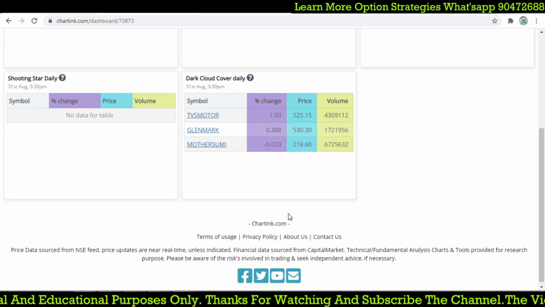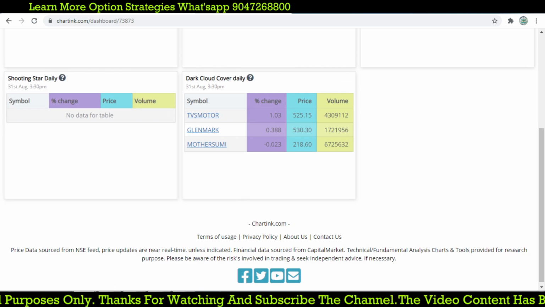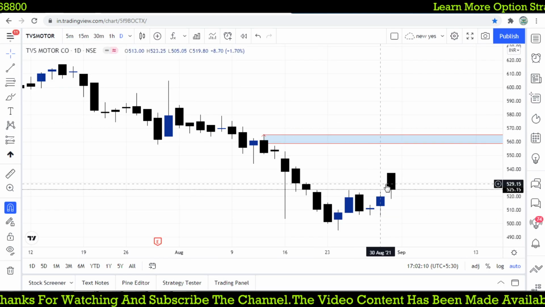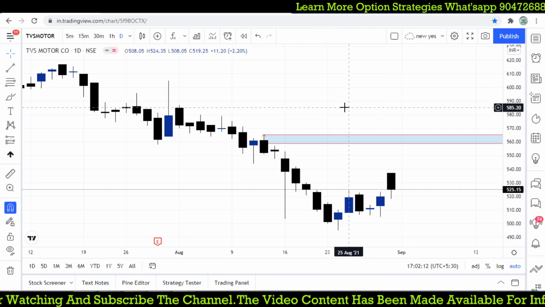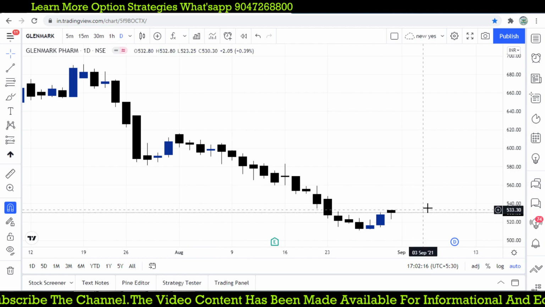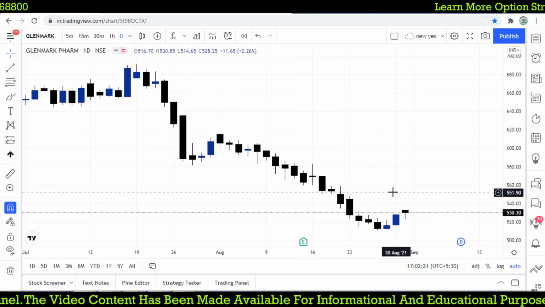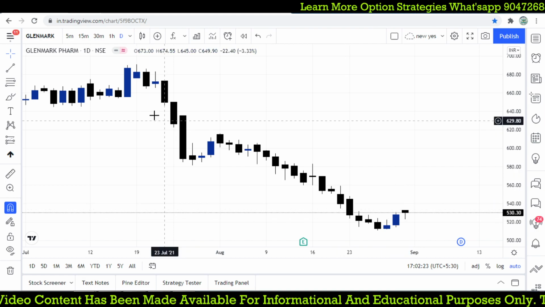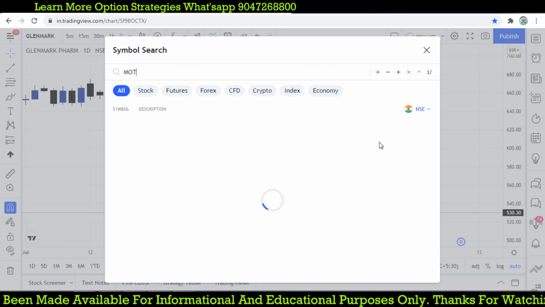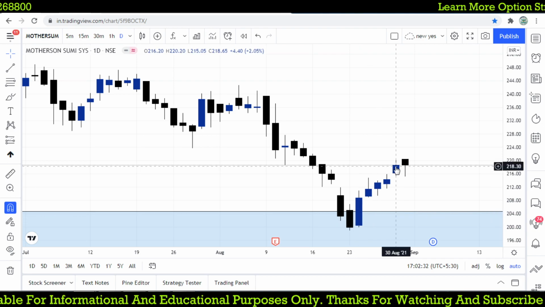We have dark cloud on 3 stocks: TVS, Glenmark and Motherson Sumi. So let's see the daily chart. TVS Motor, yes, dark cloud. Glenmark, it is not a big one and it is not happening at a recent high, so it's in the dark cloud cover, but it is already beaten. Okay, and Motherson Sumi, let's check it out. The dark cloud happened at the highest level, after recovery.